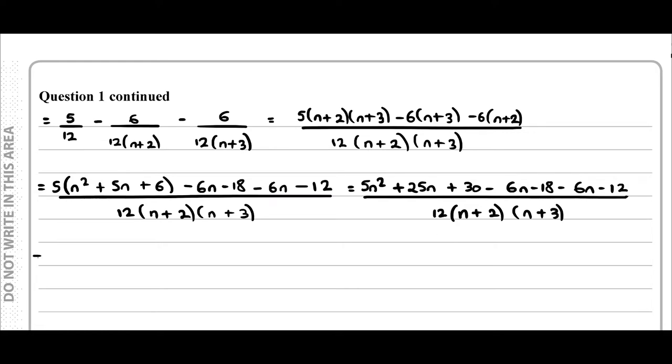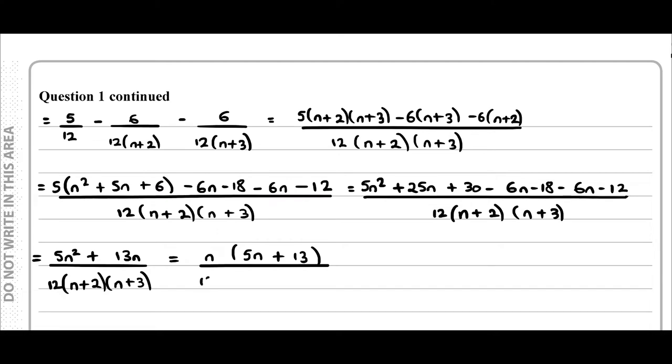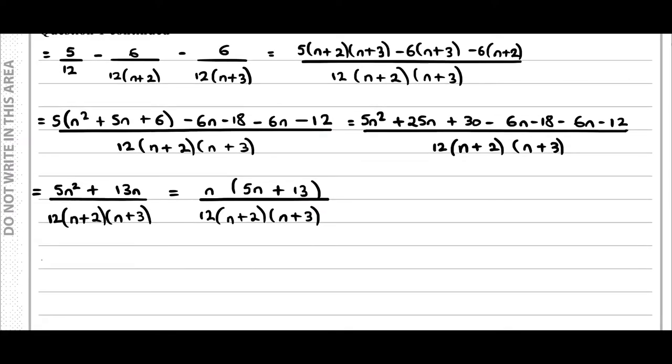Happily for us, we see on the top, we have 5n squared plus 13n, and on the bottom, we have 12 lots of n plus 2, lots of n plus 3. And if we factorise out an n, we have n lots of 5n plus 13 on the top. And on the bottom, we have 12 lots of n plus 2, lots of n plus 3. From which we see the value of A, that would be 5. The value of B, that would be 13.